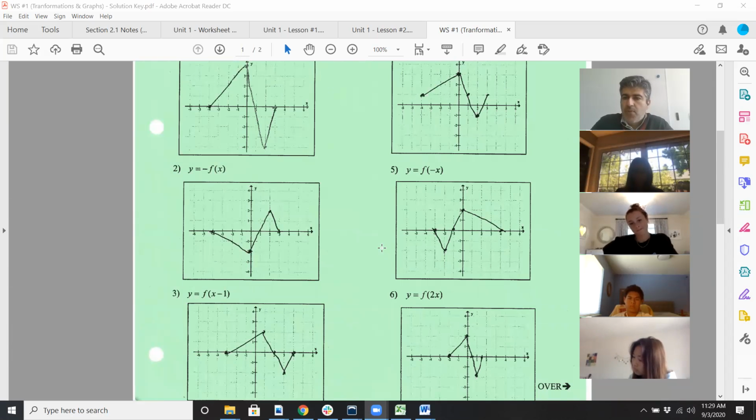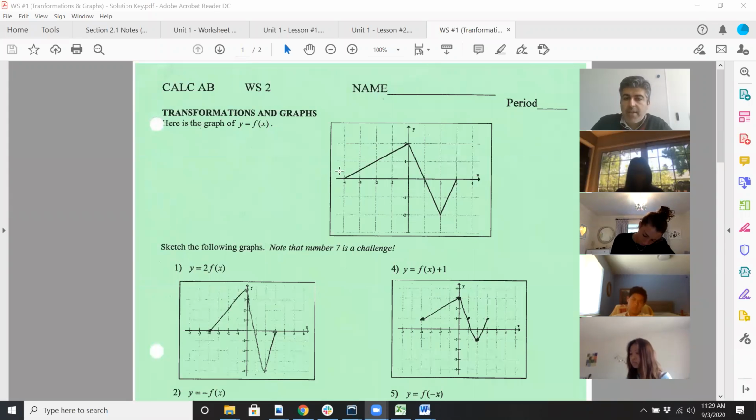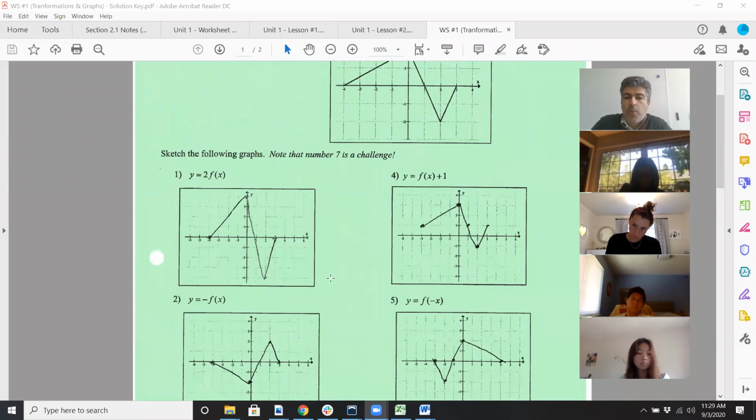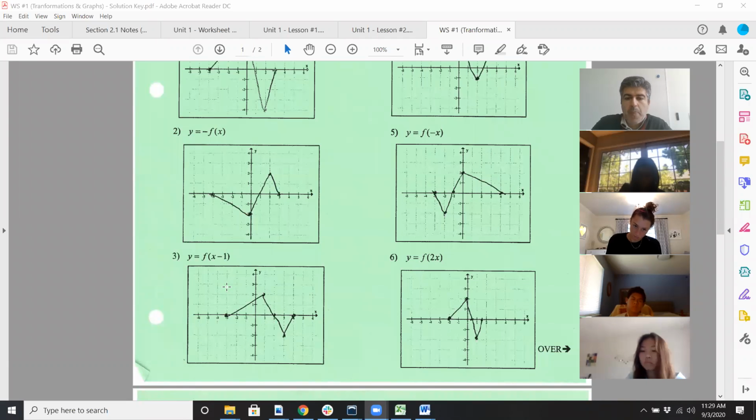3, hopefully, is pretty straightforward. That's a shift of 1 right. It seems a little counterintuitive with x minus 1 inside the parentheses, but that's actually shifting 1 right. So you're adding 1 to all the x values. So try to pick a few key points and adjust the coordinates according to what you're seeing for the transformation.